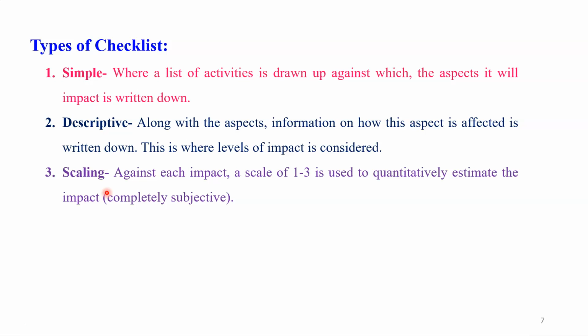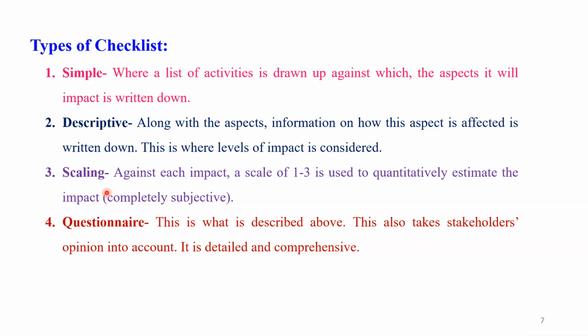If you do not mention the intensity in numbers, then it is useless to us. So therefore this is very important. The scaling checklist is very important, and we use it sometimes when we are conducting the environmental impact assessment. Then we have the questionnaire. The questionnaire is also very important. This is what is described above. This also takes stakeholders' opinion into account.